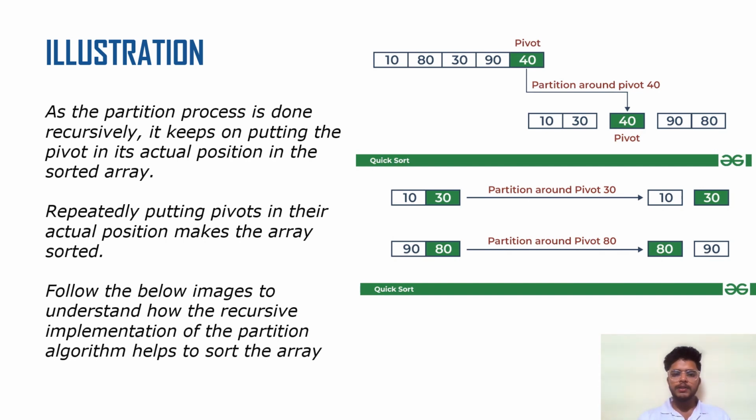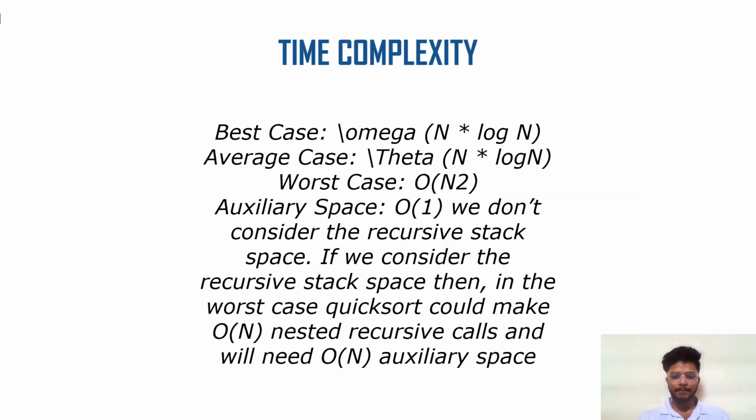So the below images help us understand how the recursive implementation of the partition algorithm helps to sort the array, where 10 and 30 partition around pivot 30 is done, 90 and 80 partition around pivot 80 is done. Then the partition around pivot 40, which would result in 10, 30, 40, 90 and 80.